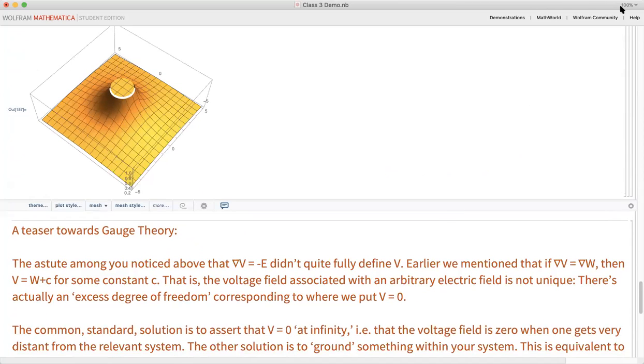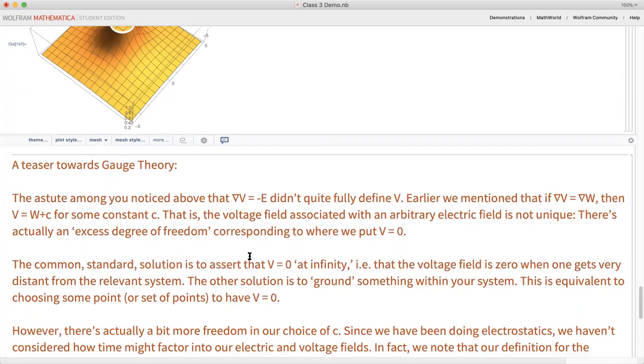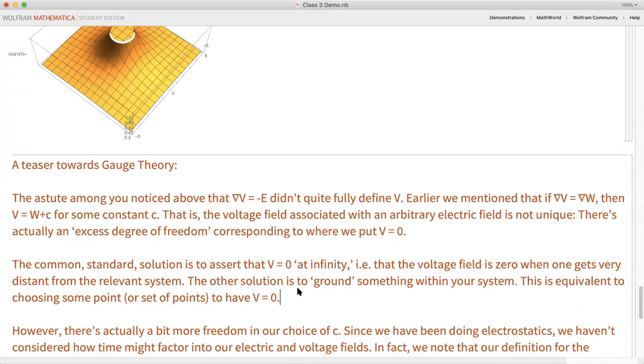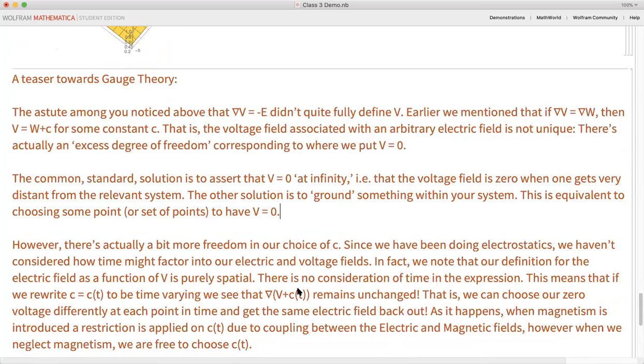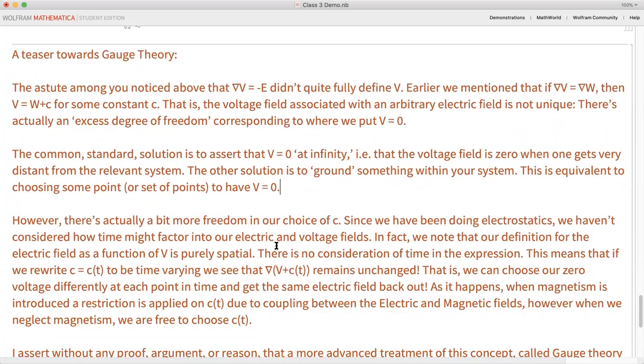And actually, you've been such a good audience, such a good audience of one. Let's give a little bit of a teaser towards something a little bit more interesting. Remember we were talking about the V at infinity is 0? Well, we can choose wherever. There's actually even more freedom in our choice of C.